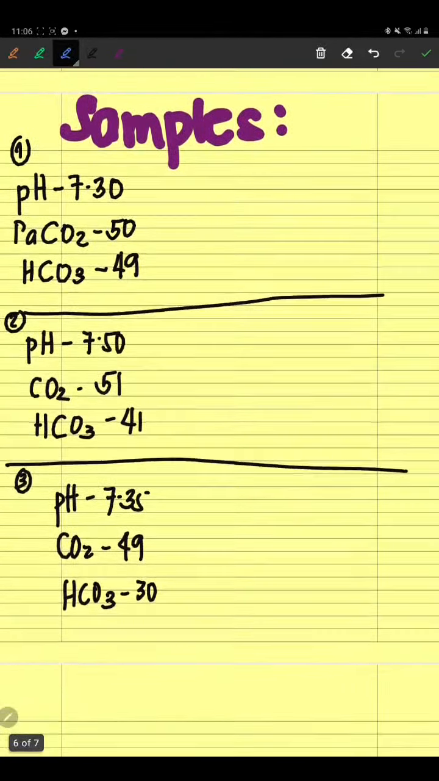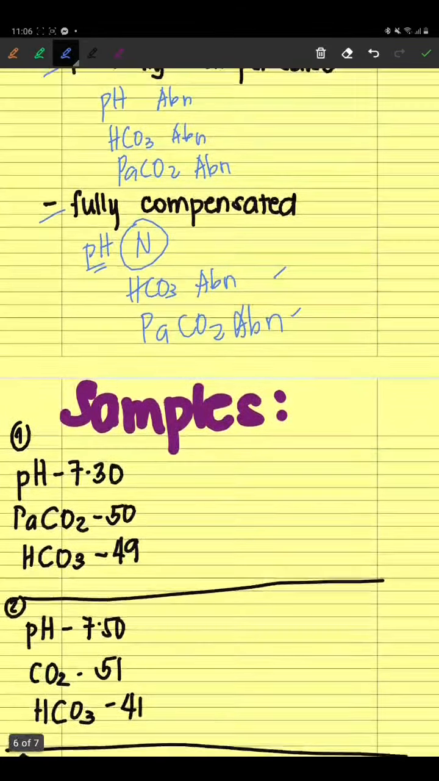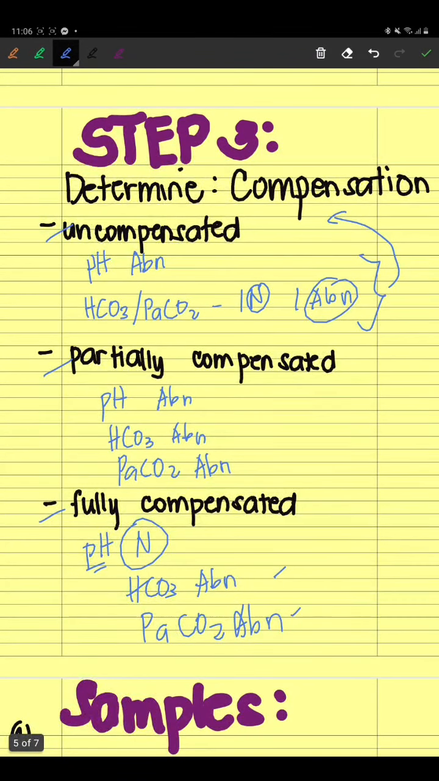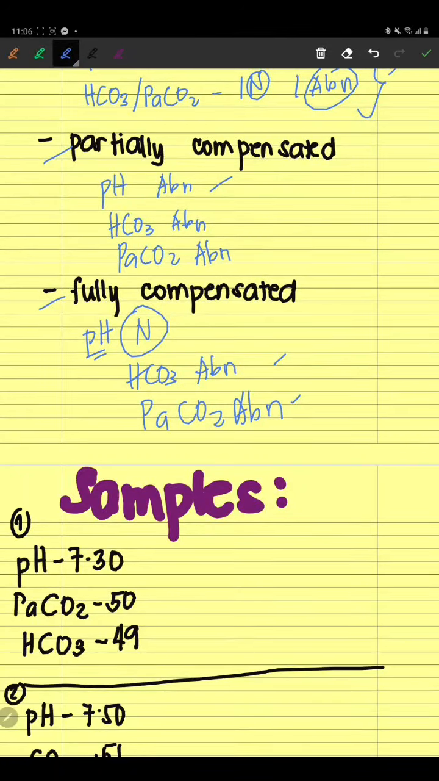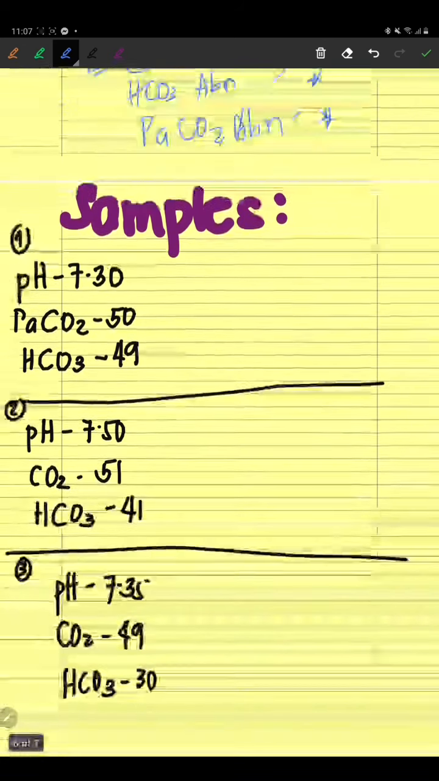Okay, let's start to give you examples so that we will be able to understand that. So, take note: uncompensated, the pH is abnormal, and either your PaCO2 or your HCO3 is abnormal, while the other one is normal. Partially compensated if everything is abnormal, because the body is trying to compensate to normalize our pH. Fully compensated if the pH has normalized. But in this case, because the body compensated, our values are abnormal.